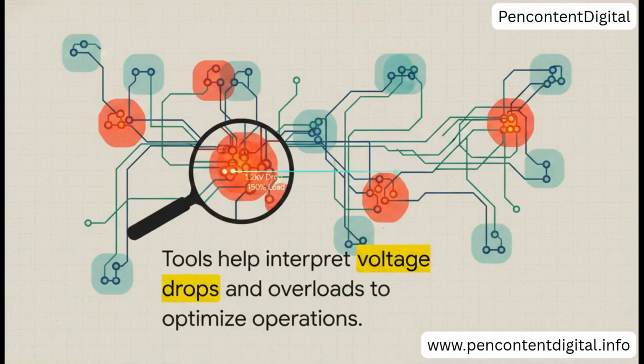Okay, so once this incredibly complex simulation is actually running, it spits out a massive volume of data. Thankfully, PowerFactory has amazing visualization tools to help engineers interpret voltage drops and overloads. Instead of just staring at endless spreadsheets of raw numbers, they get these visual heat maps and topological diagrams. They can spot dangerous anomalies instantly, which is exactly what allows them to optimize grid operations on the fly.